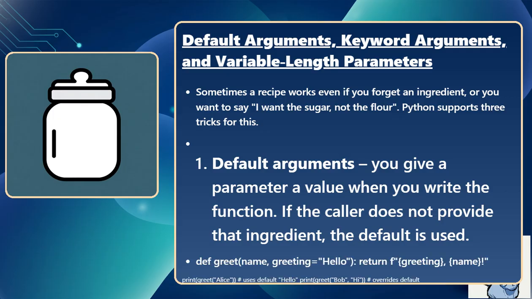Define greet with parameters name and greeting equals "hello". Return greeting, name. print(greet("Alice")) uses the default hello. print(greet("Bob", "hi")) overrides the default.